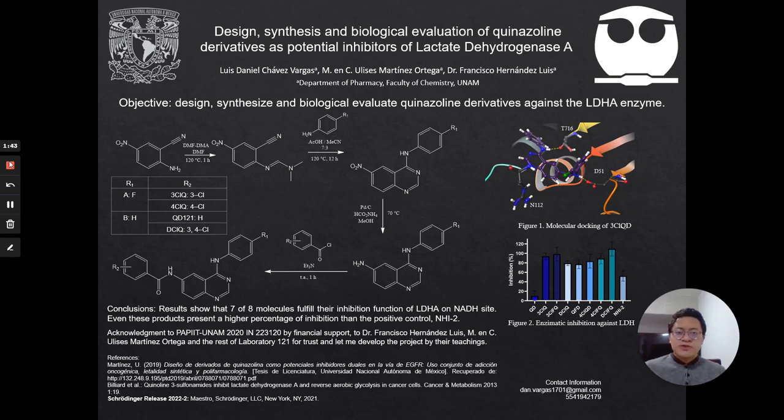Figure 1 shows the results of a molecular docking. In this case, the product 3-ClQD, with an R1 equal to hydrogen and an R2 equal to chloride in position 3, interacts with 3 amino acids, understanding then that the binding can occur. Figure 2 shows the results obtained.